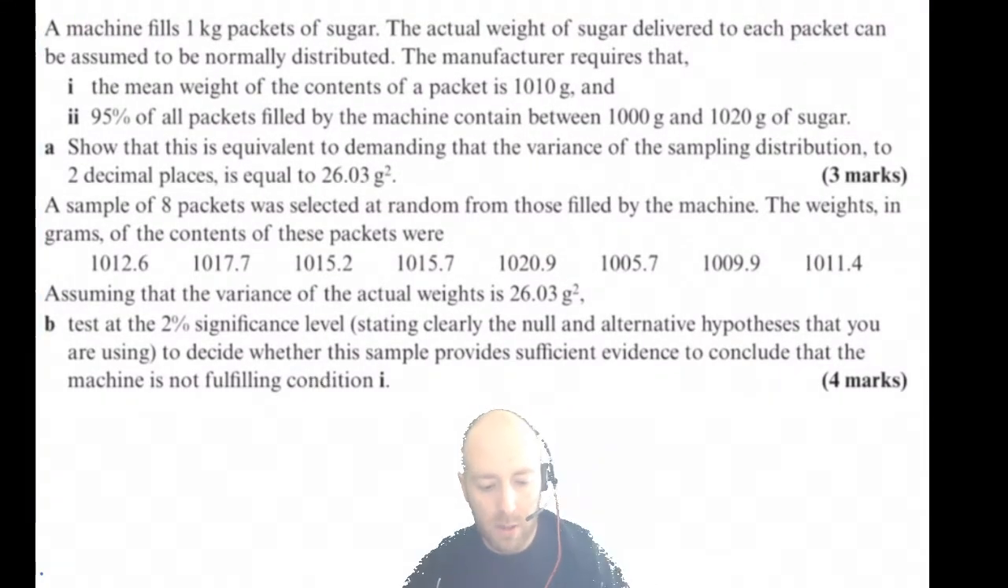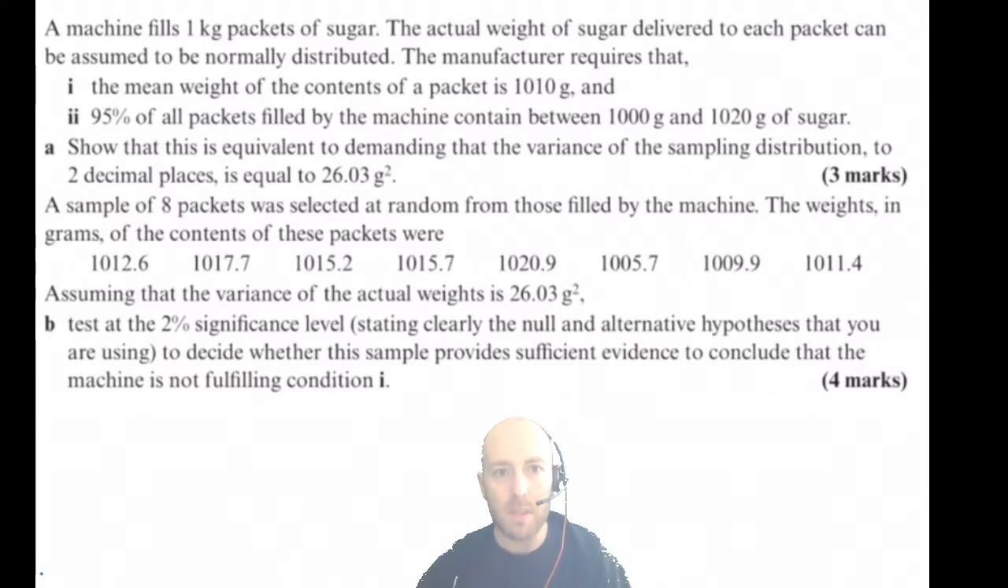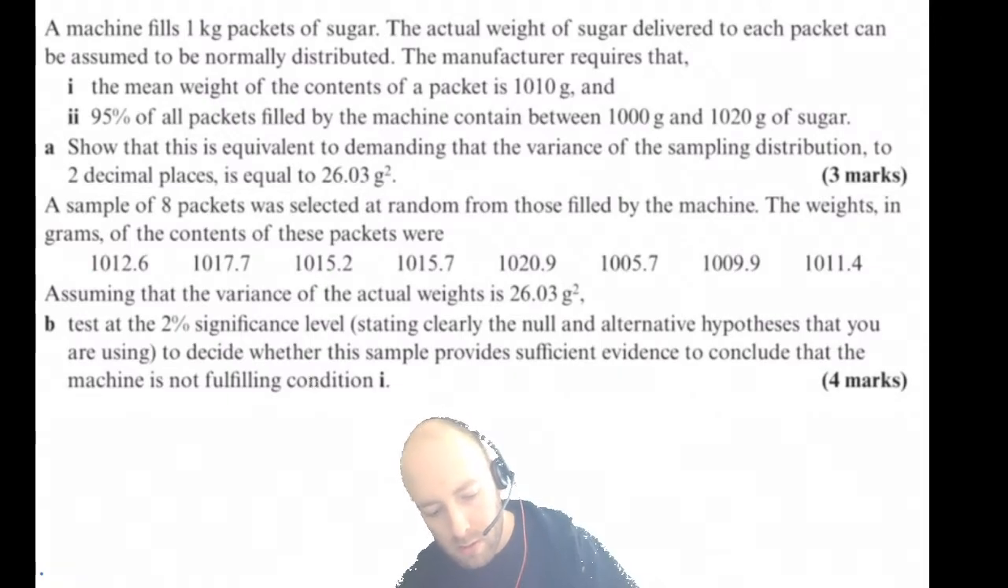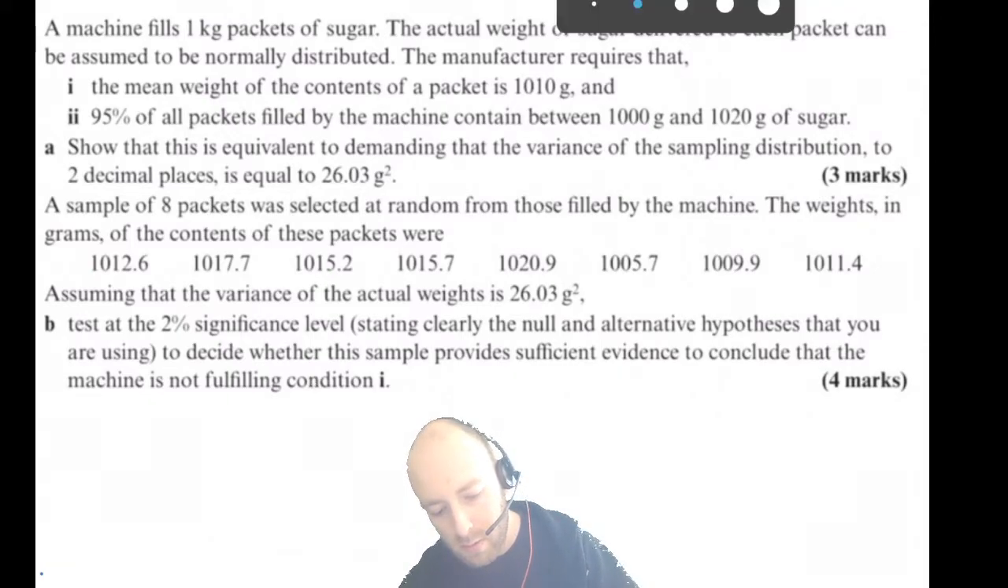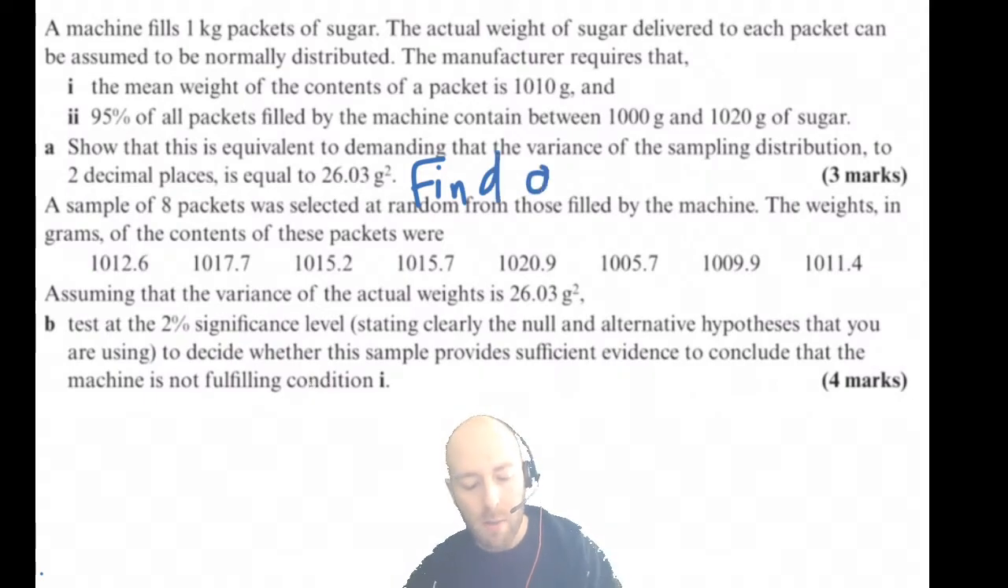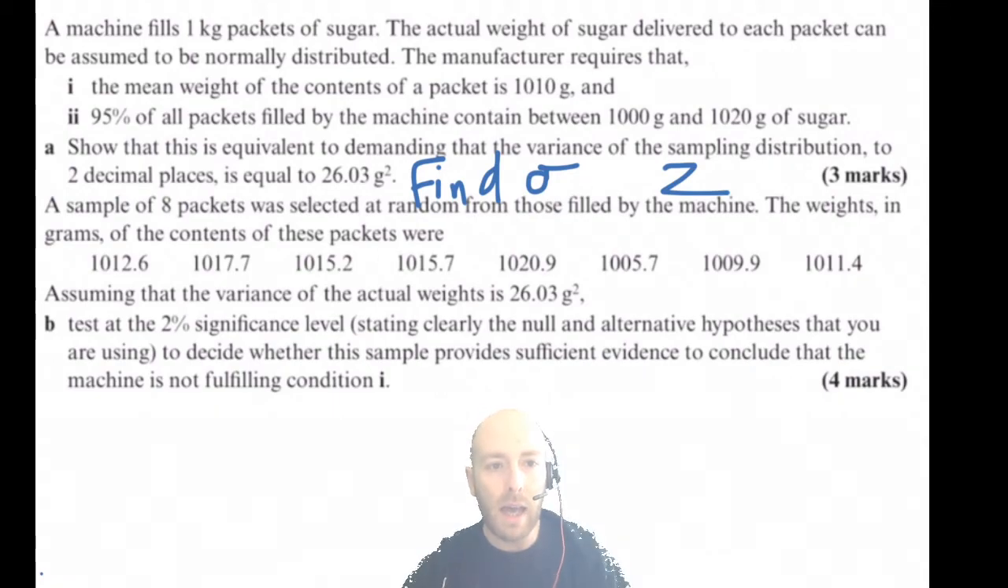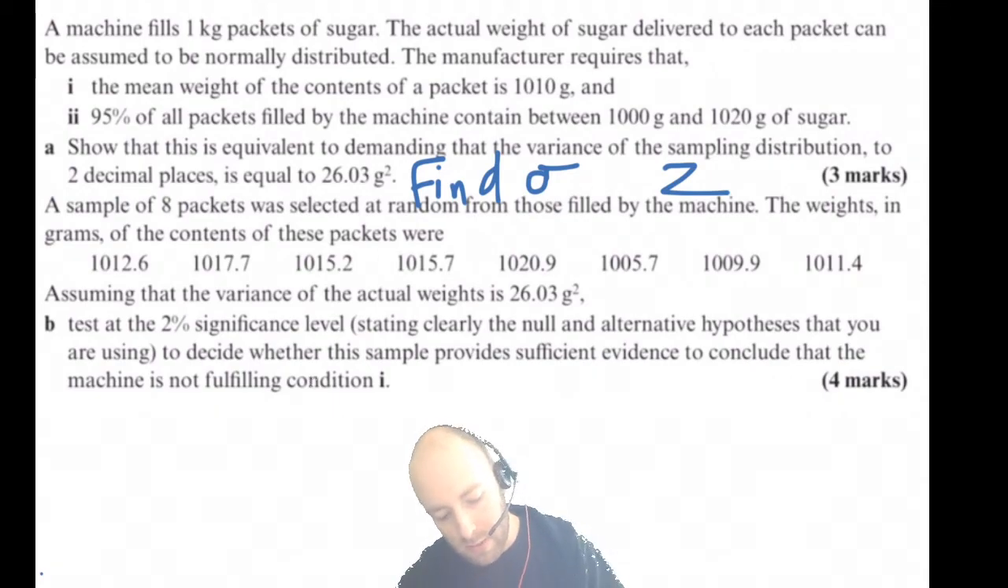So a machine fills 1 kilogram packets of sugar. The actual weight of sugar delivered to each packet can be assumed to be normally distributed. The manufacturer requires that the mean weight of the packets is 1,010 grams, and 95% of all packets stay between those two. Show this is equivalent to demanding the variance. So we've got to find the variance in part A. So find sigma, and we do that using a Z distribution. And then after that, we're doing a normal hypothesis test.